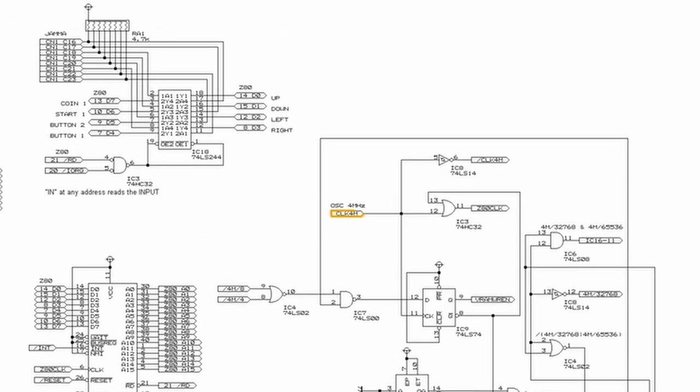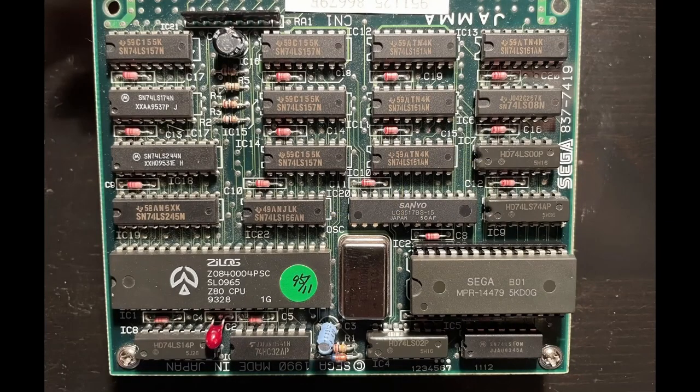First, we have the 4 MHz input clock. That goes into an LS14, which is a Schmitt trigger version of a NOT gate. The output is therefore the opposite of the input clock. On the board, we have highlighted the 4 MHz clock device and LS14 in the bottom corner.